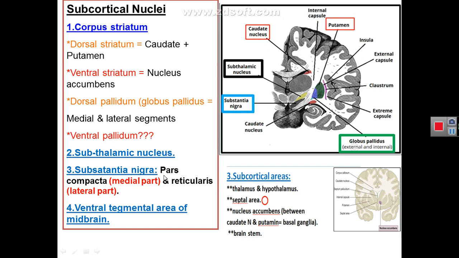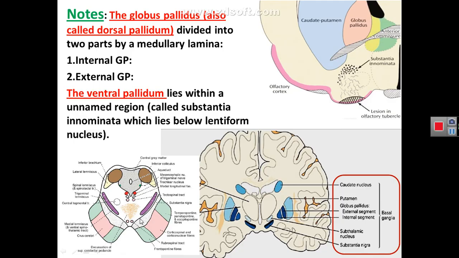The substantia nigra is described as formed of a medial part, called the substantia nigra pars compacta, and a lateral part, called the substantia nigra pars reticularis. The new classification that I am considering in this slide also considers the tegmental region of the midbrain to be part of the basal ganglia, specifically not the dorsal tegmental region, but the ventral tegmental region of the midbrain.